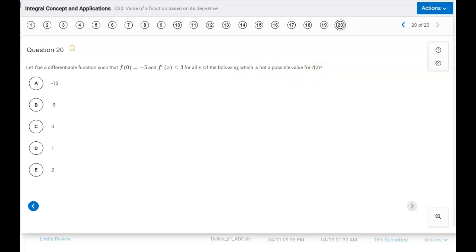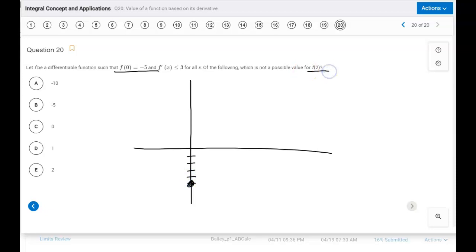All right, so let's go ahead and graph this a little bit. I've got a point here, 0, -5. That's right here. And here we've got f of 2, so that's going to be at 2. Now, let's try -10. Can f of 2 equal -10? Well, let's do that. If f of 2 equals -10, then we have this point here at 2, -10.